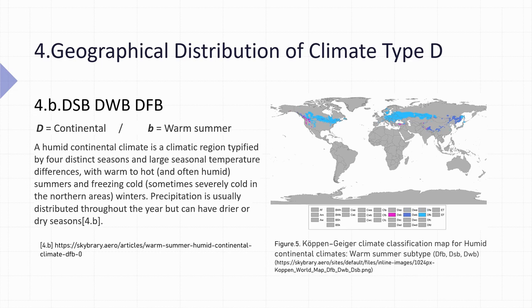Subtitle B represents warm summer, so DSB, DWB, and DFB represent a humid continental climate. This climate type is a climatic region typified by 4 distinct seasons and large seasonal temperature differences, with warm to hot and often humid summers, and freezing, sometimes severely cold winters in the northern areas. Precipitation is usually distributed throughout the year but can have a drier or dry season.